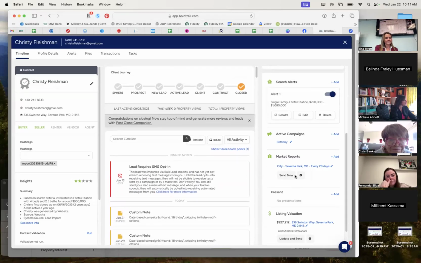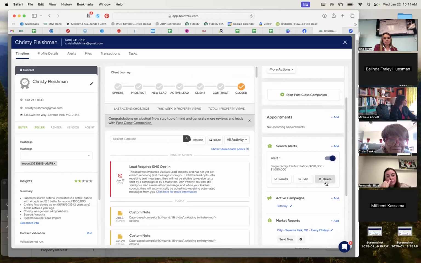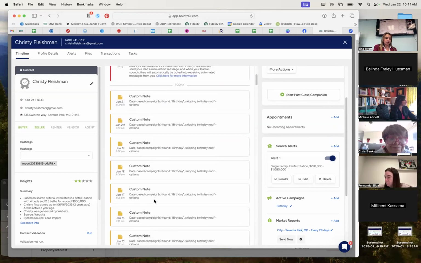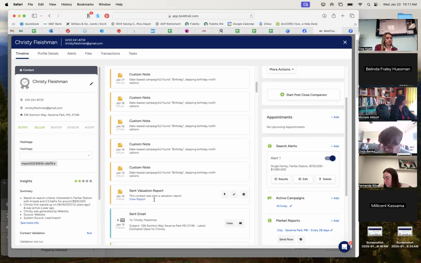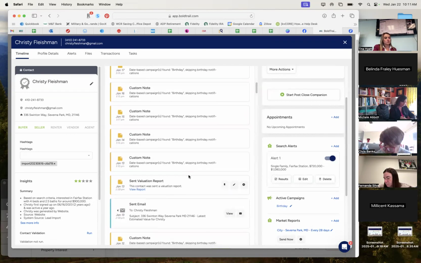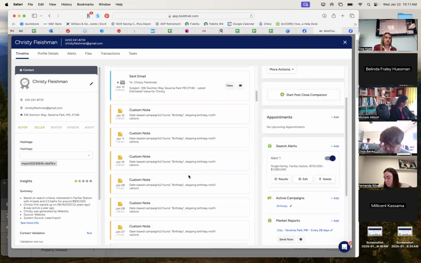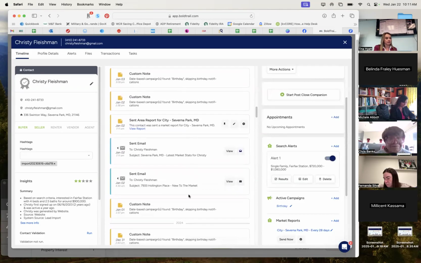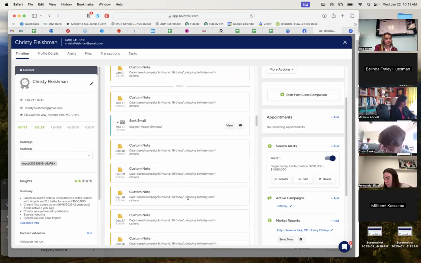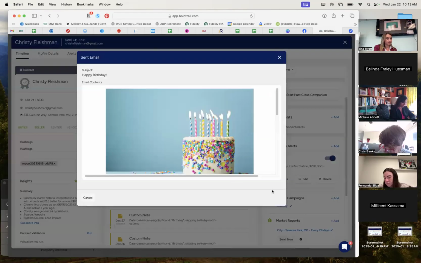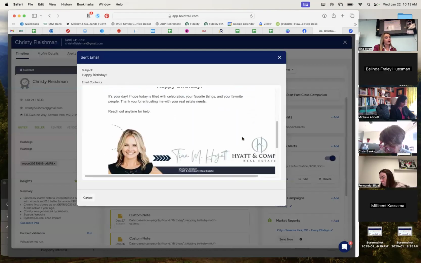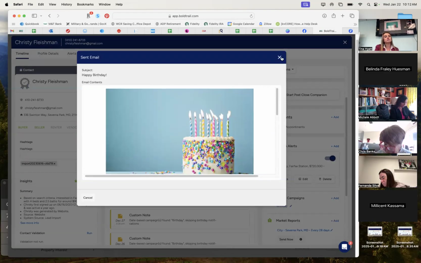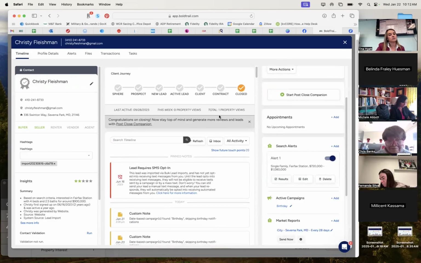Is she really getting three touches because she's getting your newsletter too, right? Yes. If she's getting my email newsletter, then yes, she's getting multiple touches from me. But that's three times a month. So just make sure you know what that schedule looks like. Here's her birthday. She got a birthday email from me that went out to her on her birthday. So these are the tools that you can utilize in marketing to your database.